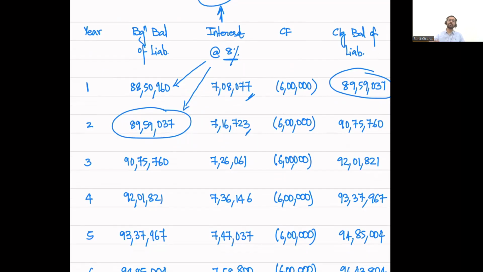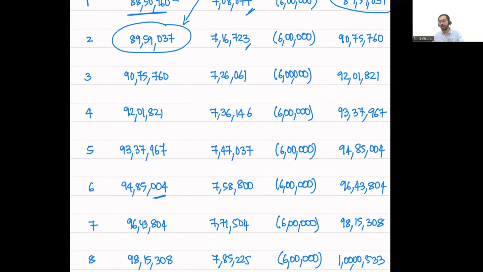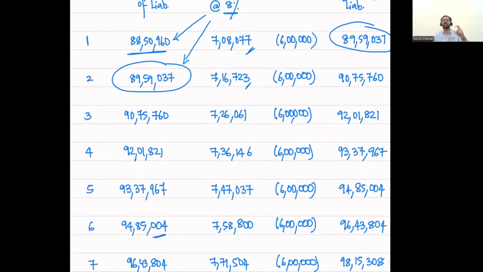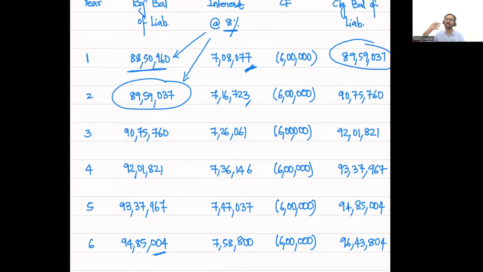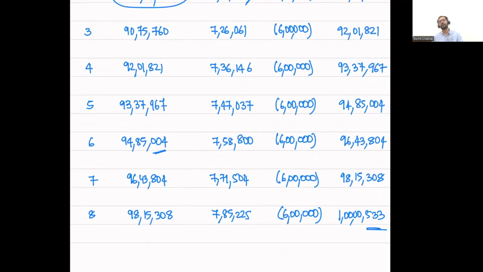So each year, the liability value is actually increasing by 1 lakh odd rupees. I started with a liability of 88 lakh 50,000 that increased to 1 crore because every year the liability value was increasing by 1 lakh rupees and odd. Each year I was recognizing a higher amount of interest expense than the actual payment, which was increasing my liability in such a way that at the end of eighth year, I'm left with a balance of 1 crore rupees.